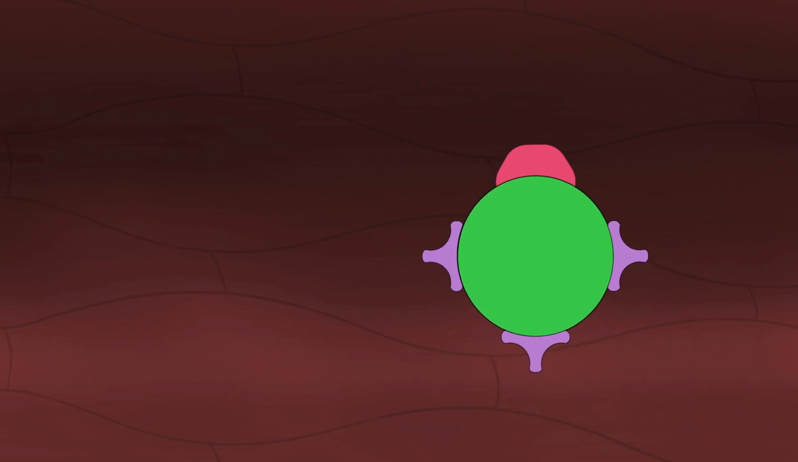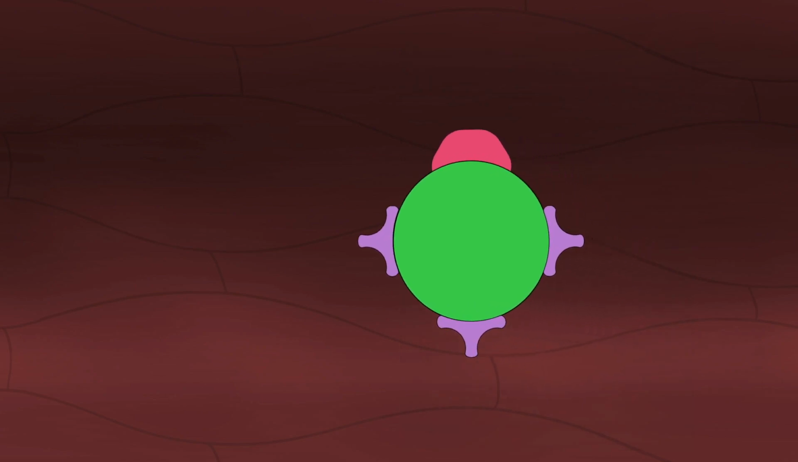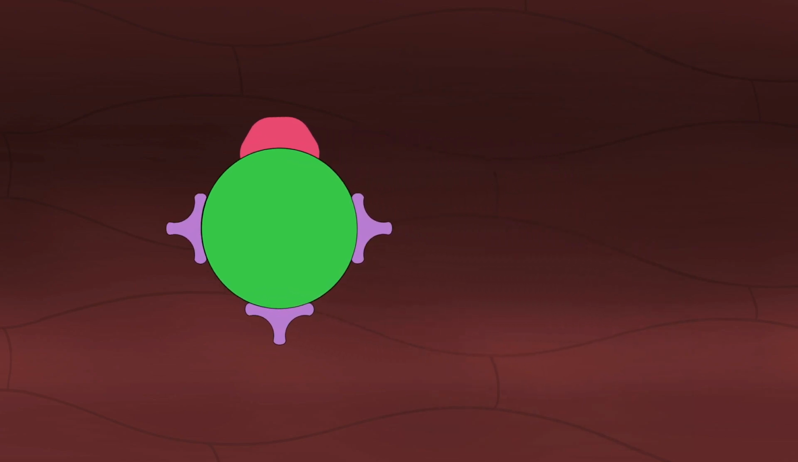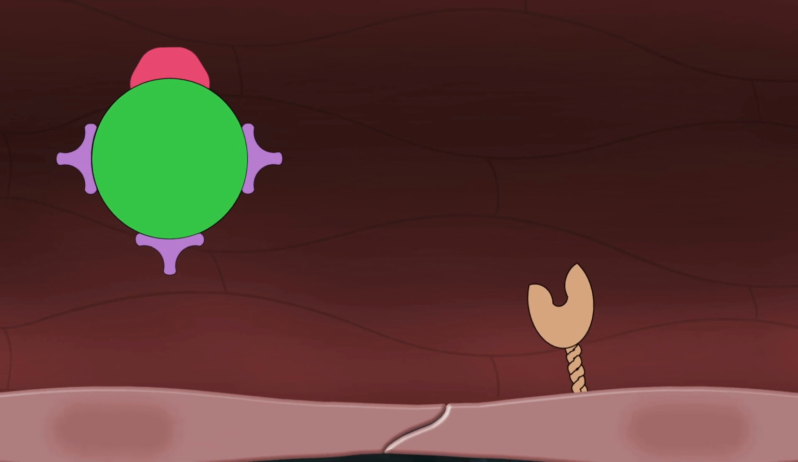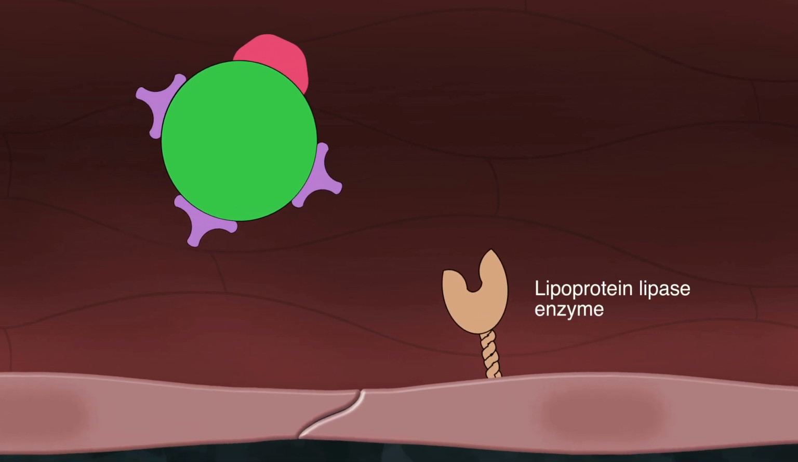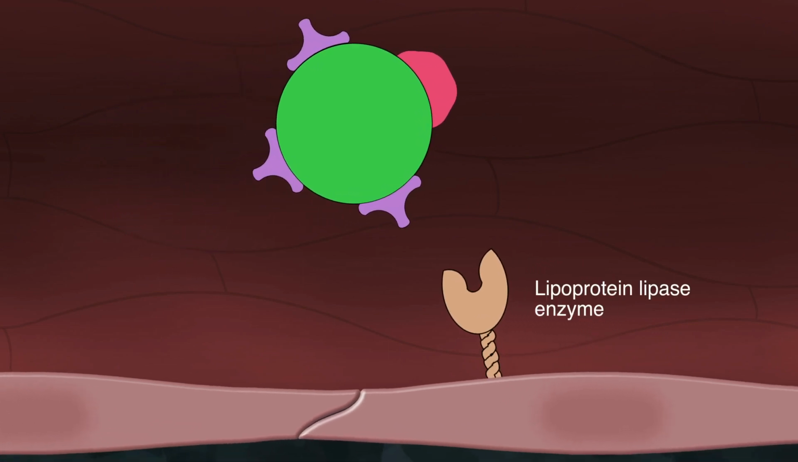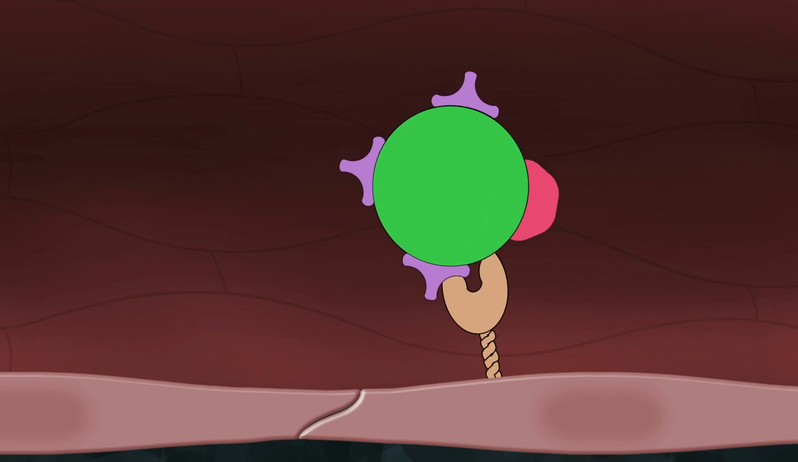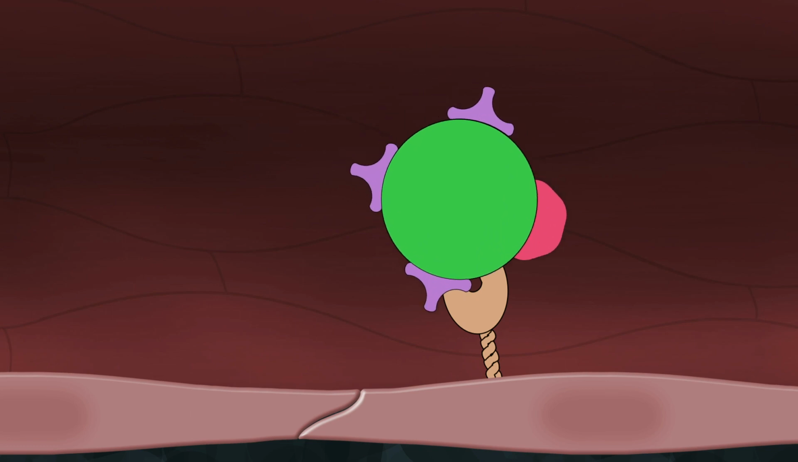To simplify the illustration, we'll just focus on the VLDL particle for now in this animation. However, please remember the chylomicron particle also undergoes similar changes. The ApoC2 found on the particle interacts with the lipoprotein lipase enzyme found on the endothelial cells lining the vessel wall. This activates the enzyme.